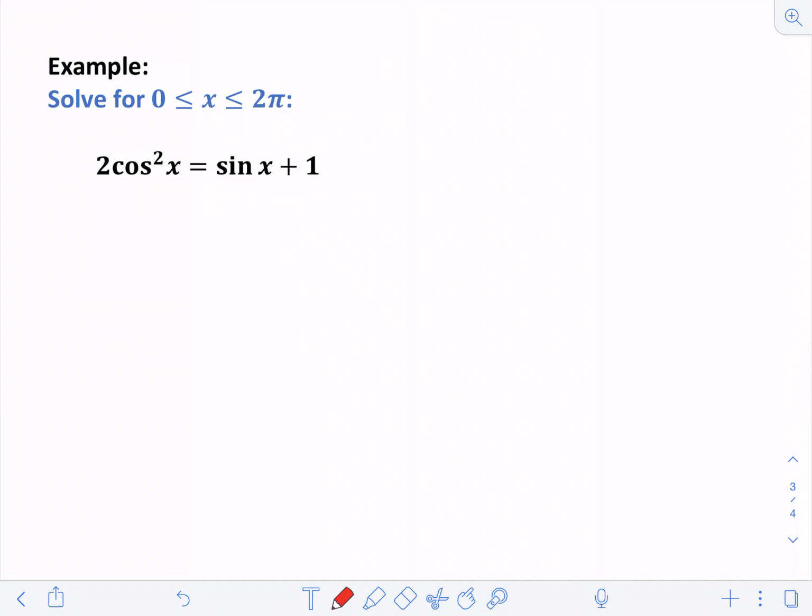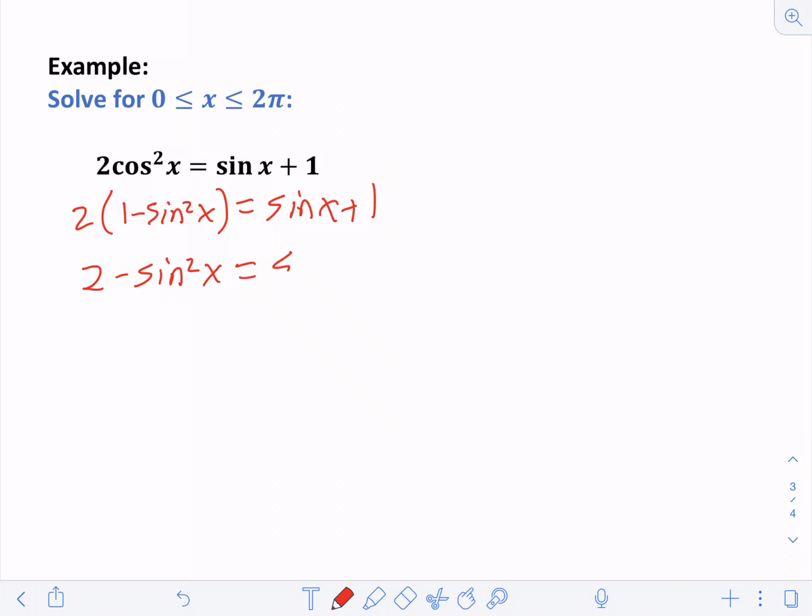So can I change that cosine squared into a sine squared? Well, I can, because I know that cosine squared is equal to 1 minus sine squared x, right? And then that stays the same on the other side here. Well, now if I multiply that out, what I'm going to get, 2 minus 2 sine squared x equals sine x plus 1. So now I've got everything in terms of sine.